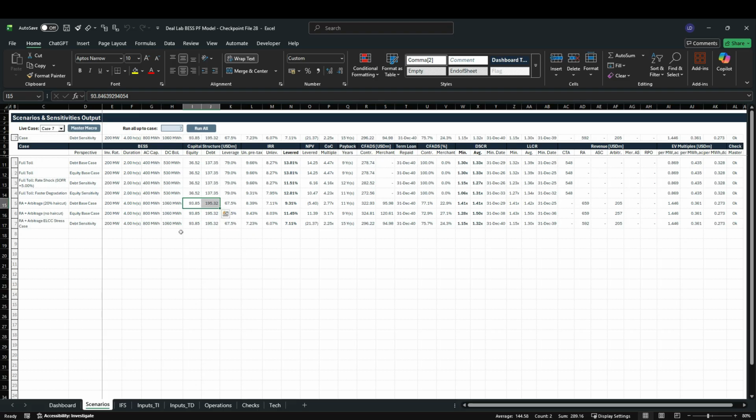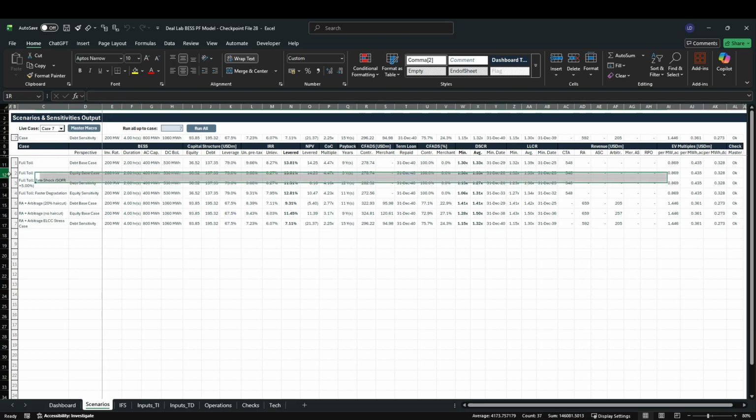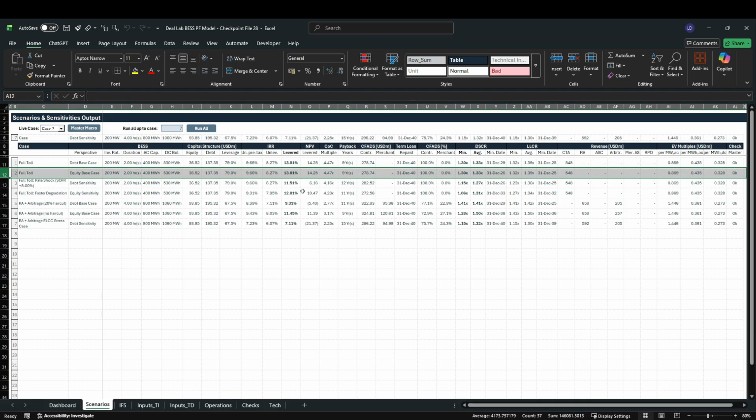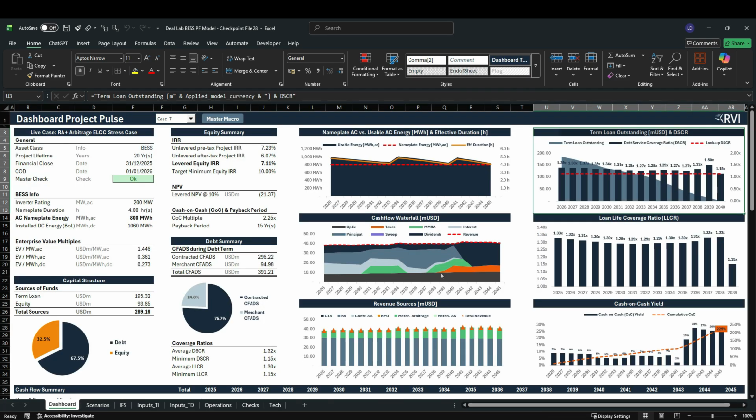And overall, clearly our full tolling case is still more attractive for the equity investor because the equity IRR is significantly higher. And also from a lending perspective, the overall cash flow profile and DSCR profile for the full tolling case is much more certain than a combination of merchant arbitrage plus resource adequacy, which we modeled in this lesson.